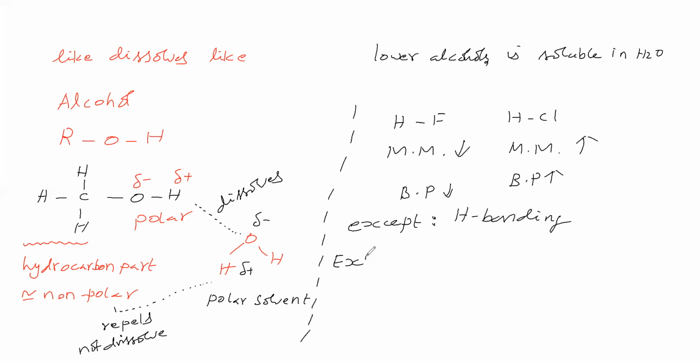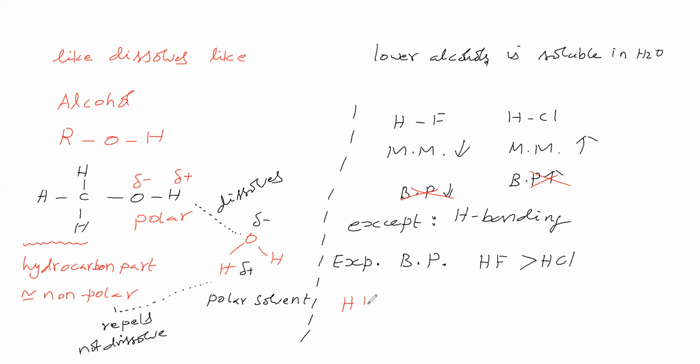What does the experimental value say regarding this boiling point? The experimental boiling point is HF greater than HCl. So this is not in accordance with the molecular mass trend. Generally we look at molecular mass to judge the boiling point, where hydrogen bonding is the exception. HF boiling point is greater than HCl boiling point; experiment says so. Why is it so? We'll see.